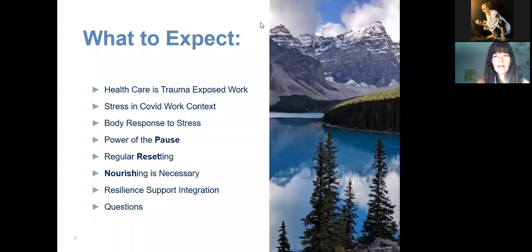So what to expect over the next little bit is I do want to talk a little bit about doing trauma-exposed work and stress in the context of COVID, but I want to spend most of our time talking about the neurophysiology of stress. I always feel weird doing that with healthcare professionals because I know we know this, and I know we value science, but truthfully, I think us as healthcare professionals, we often don't apply that knowledge to ourselves. So again, we need to do the U-turn and look at this information in the context of our own experience in our own bodies.